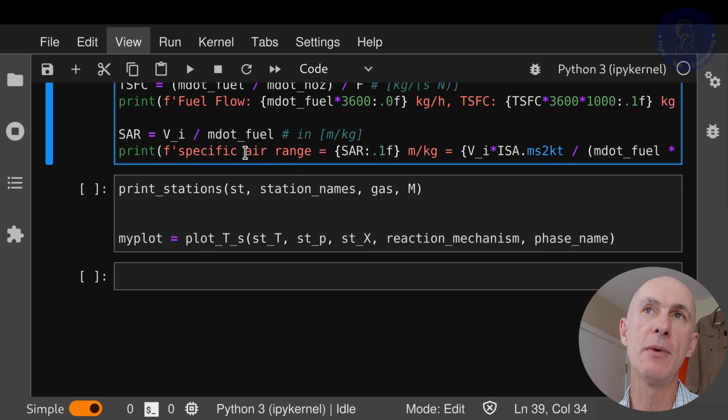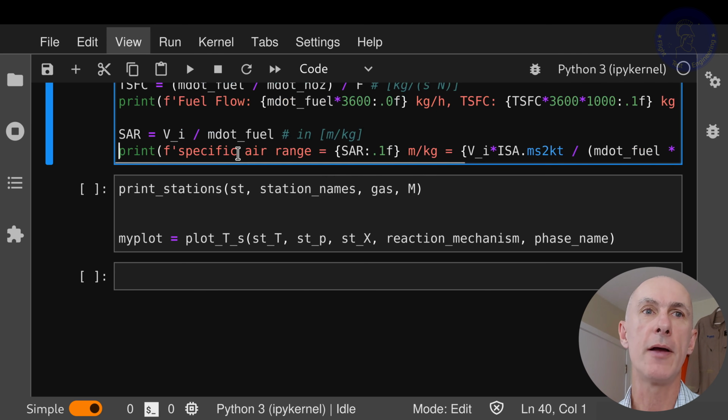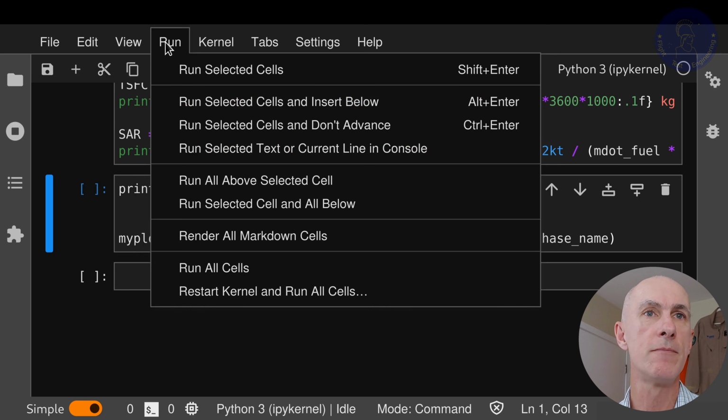But we get this in meters per kilogram, which is not useful. So let's convert that to more aero units, nautical miles per kilogram. That's what we're going to have here, nautical miles per kilogram. Right. So let me run all the cells above this one.